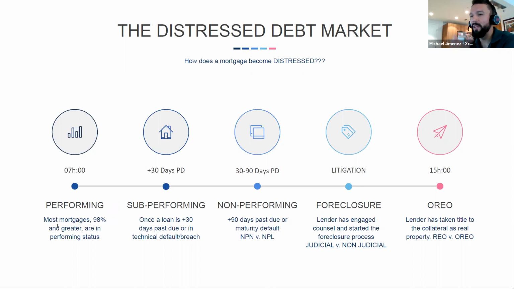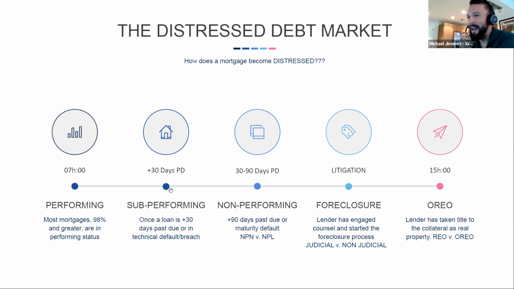Most mortgages, typically 98% and greater, are in performing status. Means they're paying according to plan or as promised per the promissory note. There's been no material breach in contract, no material defaults or technical defaults. The loan hasn't come due yet. Everything's fine. The lender and the mortgagor are just great. Just got done a great closing. Everyone's happy. You got your new property and everything.